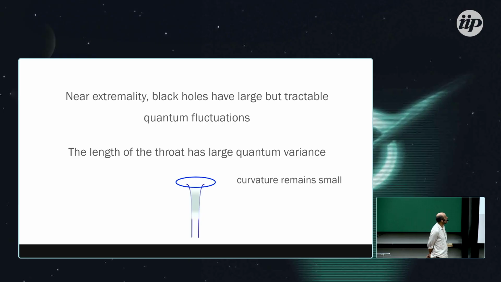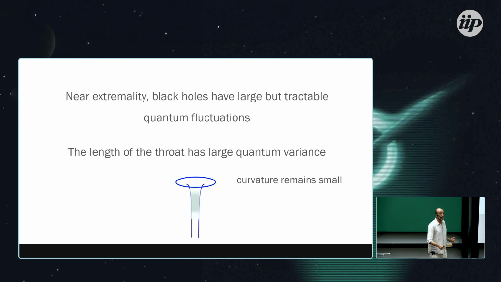What is this mode that has these large quantum fluctuations? As I'm sure you know, black holes close enough to extremality develop very long throats. And what's been understood is that the length of the throat, when it's long enough, has large quantum variance. So it's not a quantity that has a well-defined value in semiclassical gravity. There's an average, an expectation value, but there are large quantum fluctuations of it. And this happens even if the black hole is arbitrarily large.